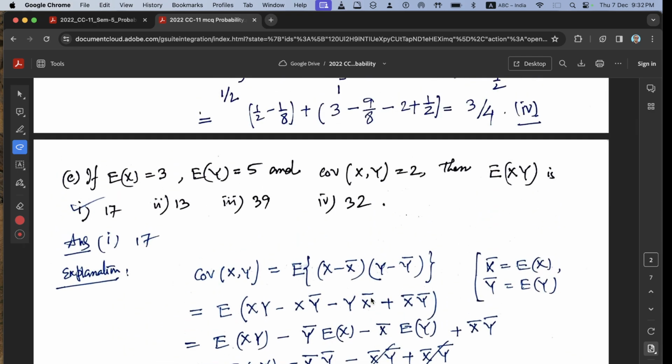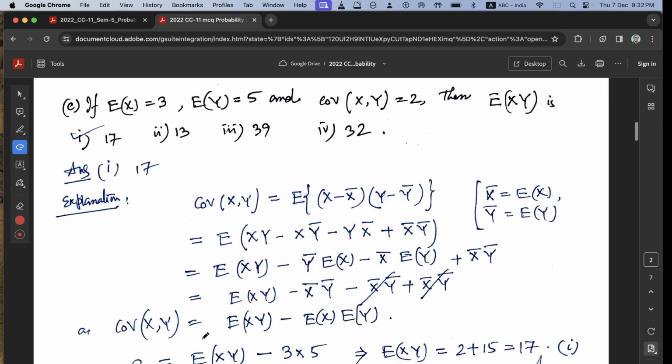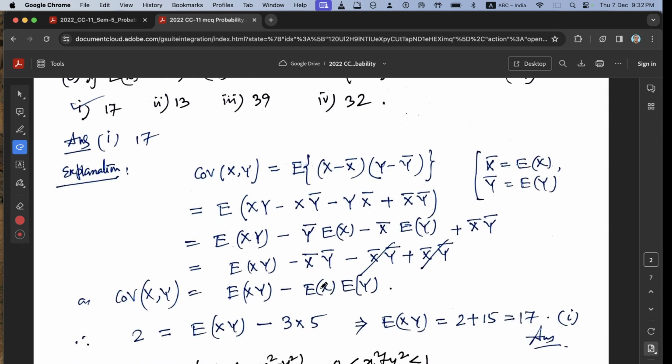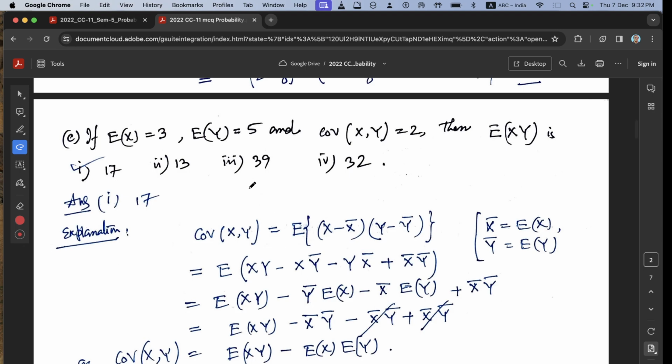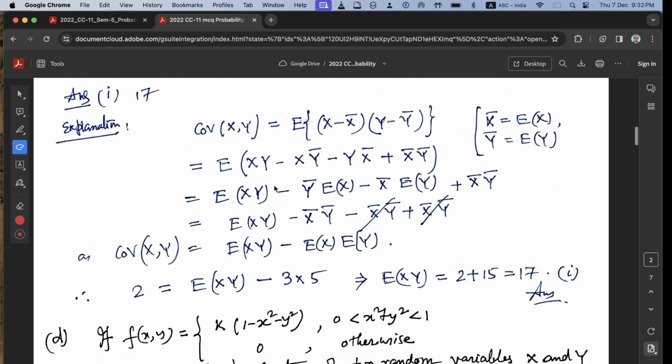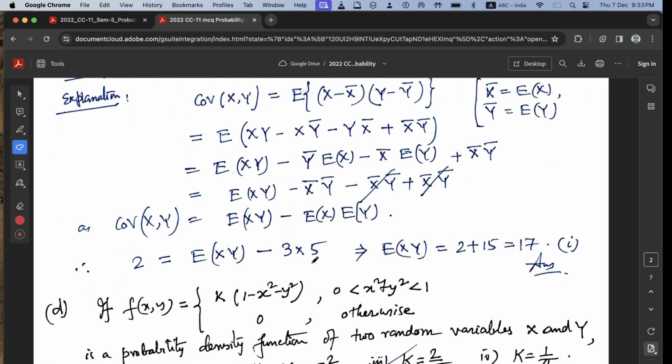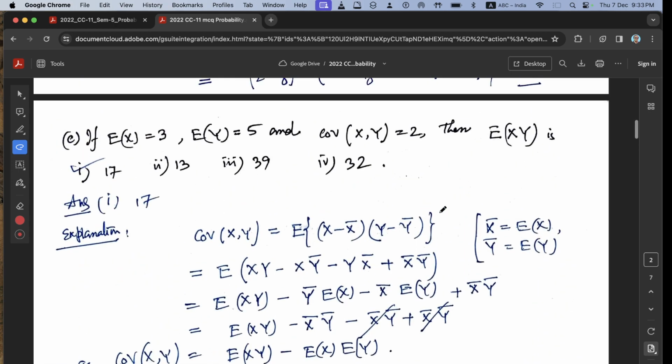Now covariance of XY equals 2. So put here 2, expectation of X equals 3 and expectation of Y equals 5. So we get expectation of XY equals 2 plus 15 equals 17. The correct answer is 1.